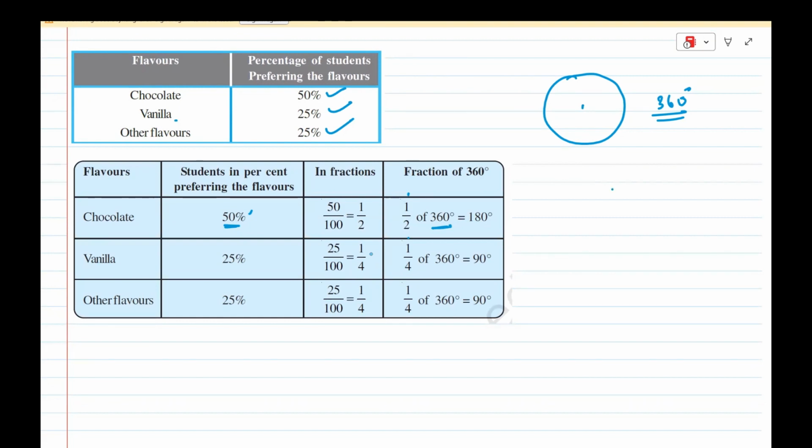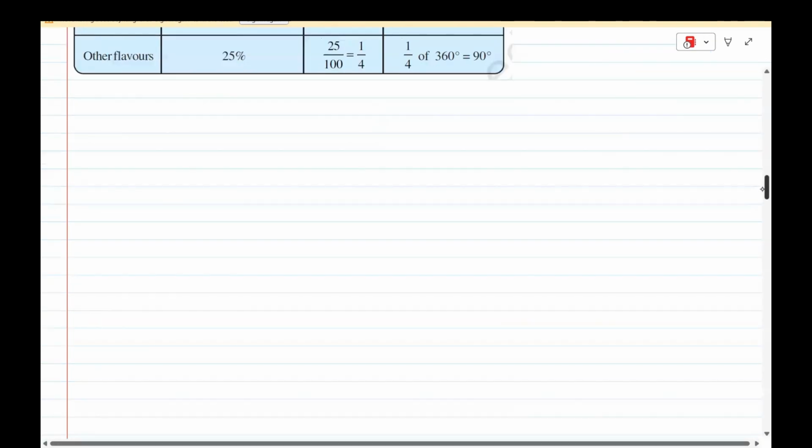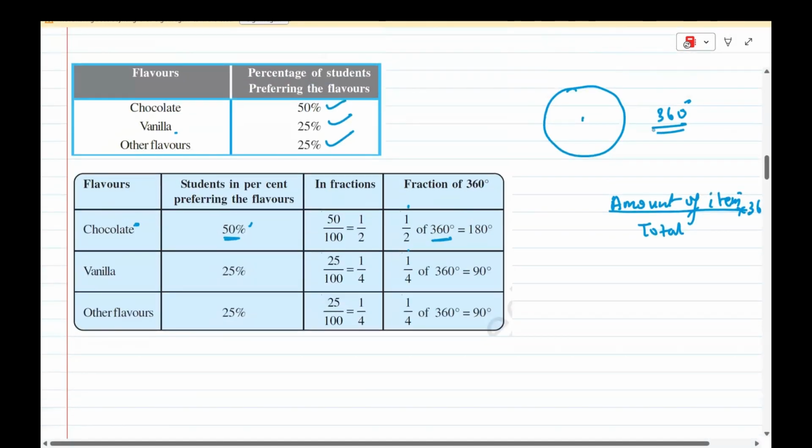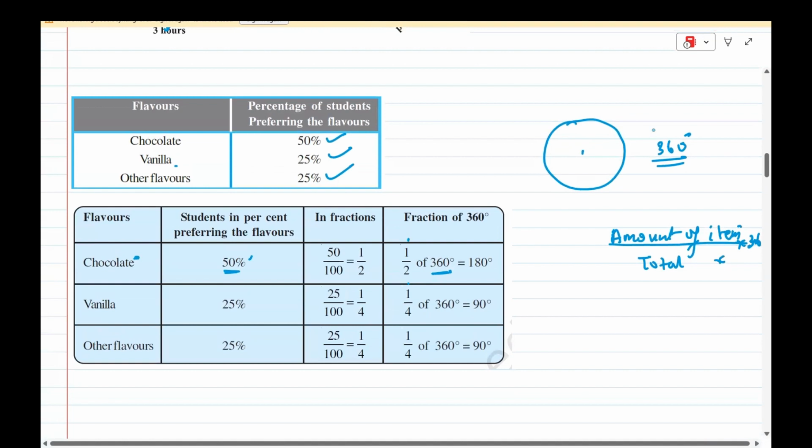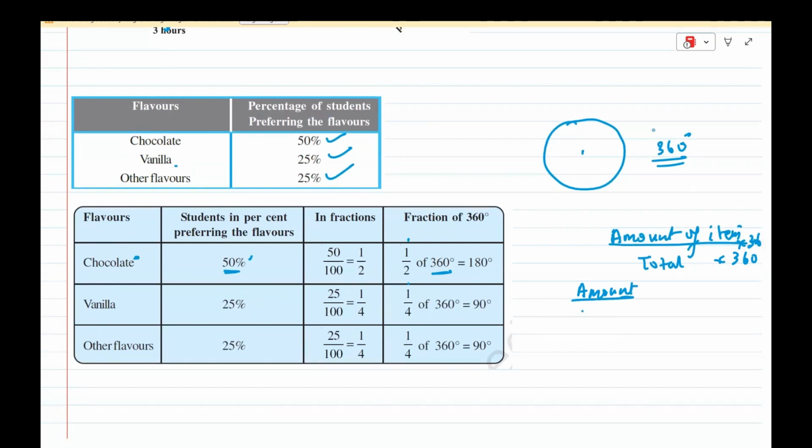So what is the formula? For a particular item, the amount of that item divided by the total, into 360 degrees. So the amount of that particular item is in the numerator, upon total, into 360 degrees. This is the formula. So here, if I say 25%, what will I write? 25, the total percentage is 100, multiplied by 360.